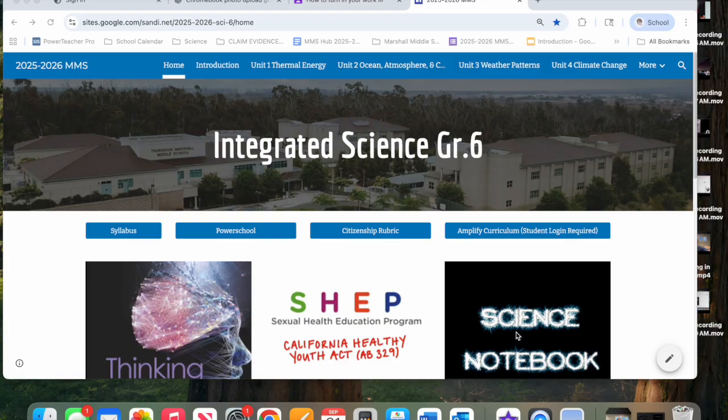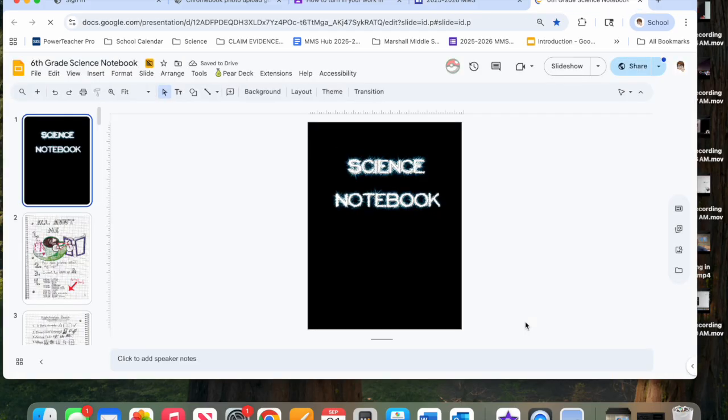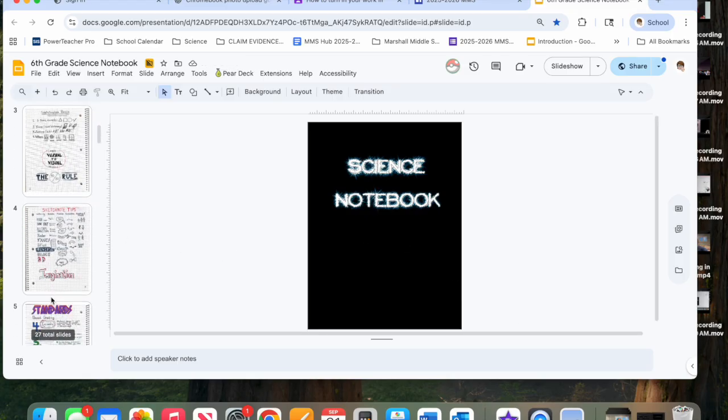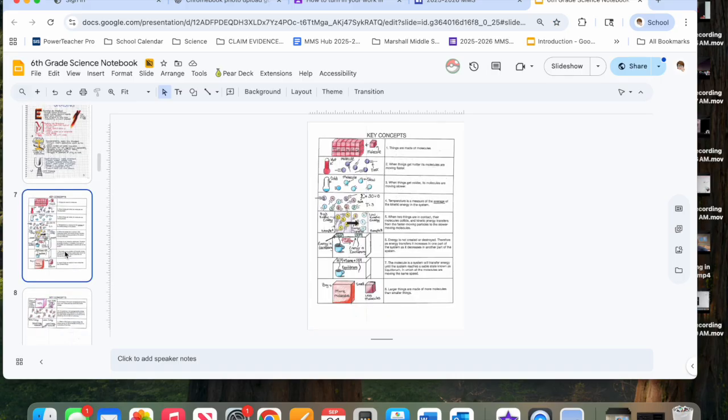So I'm going to scroll here to the science notebook on my website, and when you click on that, it will open a Google slide deck of the science notebook, and I'm going to scroll down here to the first unit, which is thermal energy, and we're going to take a look at the key concepts. I'm going to blow it up so you can see it.